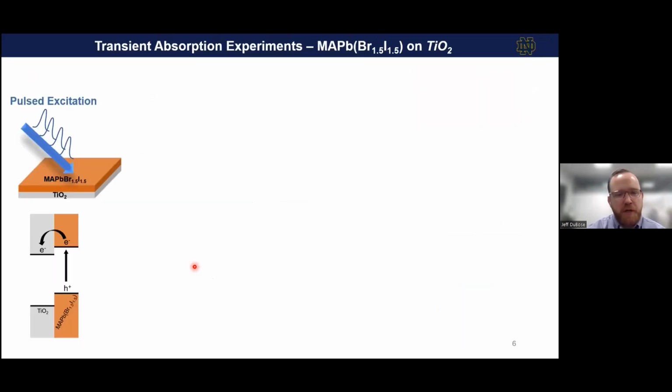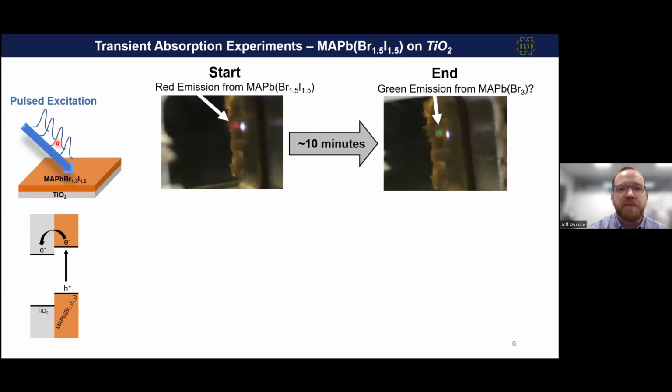Transitioning gears a little bit, to tell the story of this project and be honest about the serendipity that occurred. Initially, what I was doing was looking at methylammonium lead bromide iodide, with a 50-50 halide ratio, for transient absorption experiments. Originally we were looking at electron injection from the halide perovskite into TiO2, our prototypical electron transport layer, using a transient absorption spectrometer, which uses pulsed laser excitation to do the experiment.